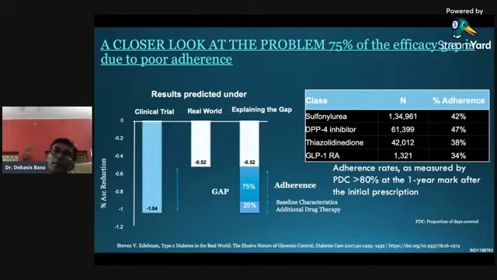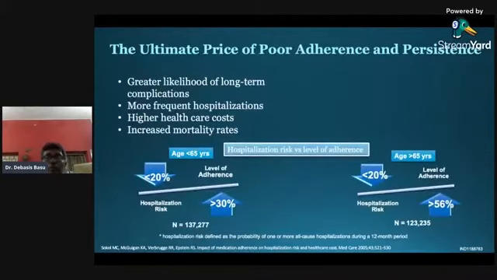So if you're giving a GLP-1 RA, and this is data across the world, this is V. Stevens' work, which says that even when the government is sponsoring the medicine, yet you are not very happy to take the medicines, so you fail, and your mortality also suffers. This is the ultimate price of poor adherence and persistence: the greater likelihood of more complications, more frequent hospitalizations, higher healthcare costs, and increased mortality rates.